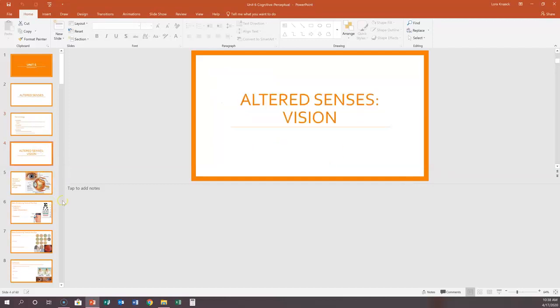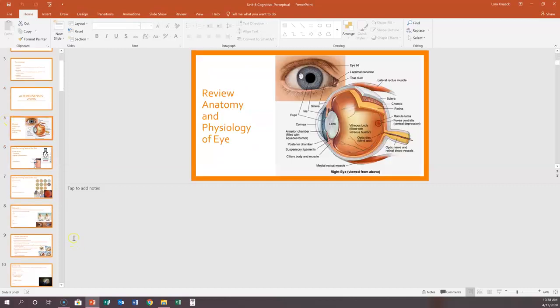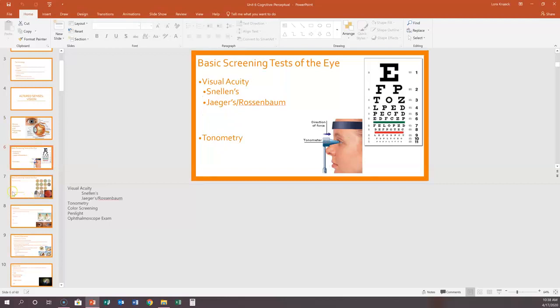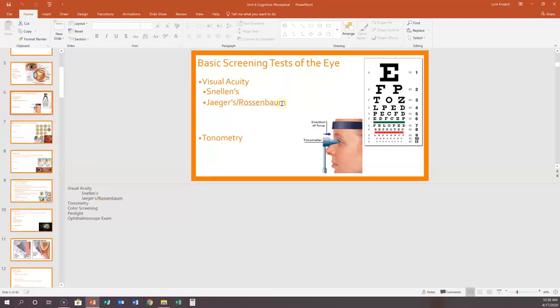So the first thing we're going to go through is vision. Review anatomy and physiology of the eye on your own time. A couple of basic screening tests that we do should be reviewed from last semester. So the Snellen chart, that's this chart looking thing here. This helps with testing visual acuity as far as distances. So acuity is how well a person can see when compared to people at normal levels.